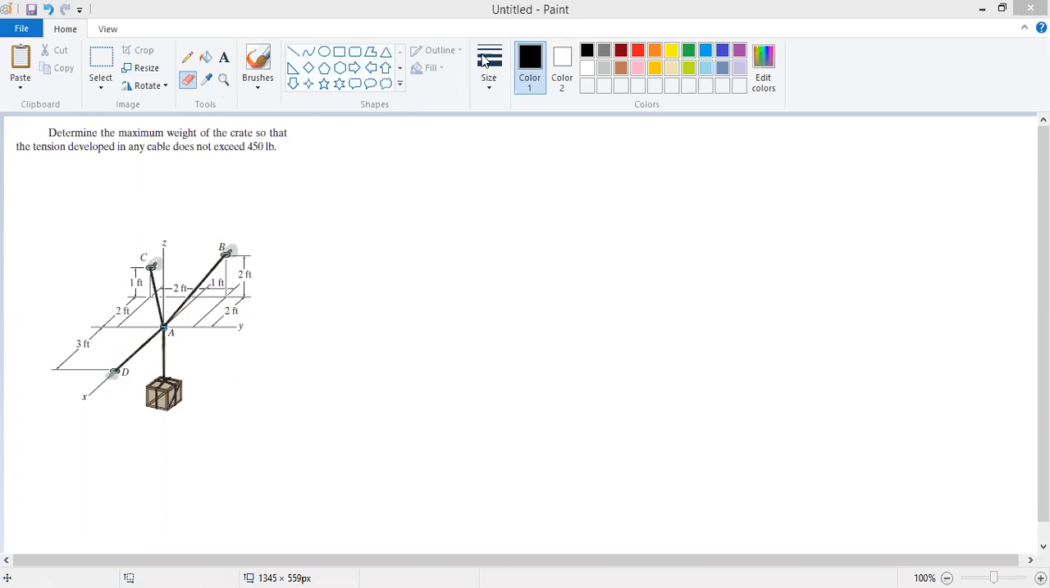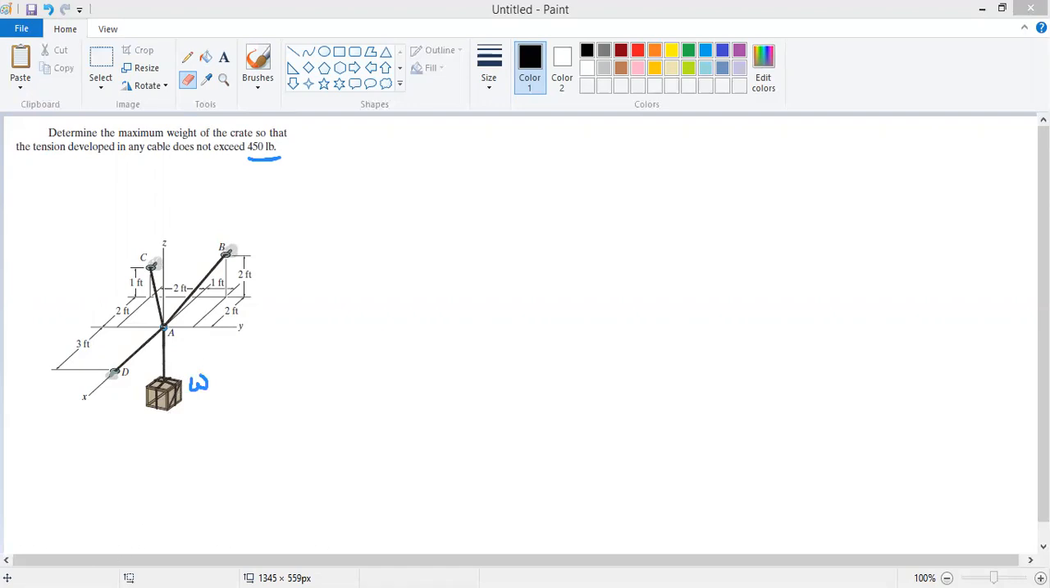The question that we have is, again, about the crate. Determine the maximum weight of the crate so that the tension developed in any cable does not exceed 450 pounds. We have a crate whose weight is not given to us, and it is being suspended from three cables, AB, AC, and AD, and the arrangement of these cables is given. The force developed in each cable should not exceed 450 pounds. How much is the weight of this crate?